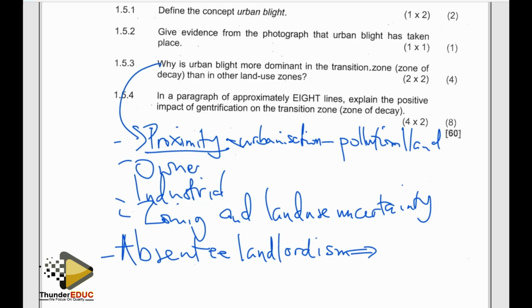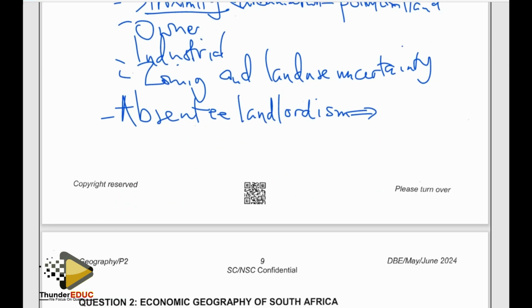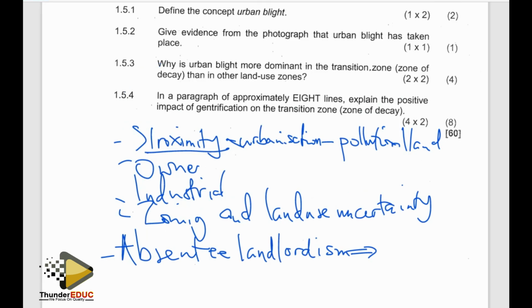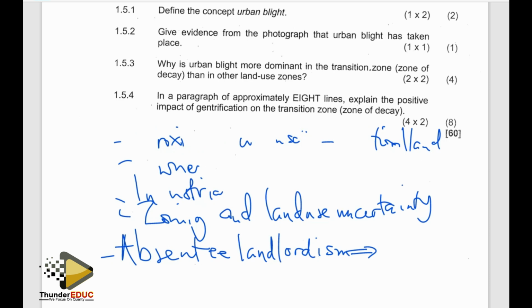Right. We move on to the other question. We are done with our question form. No, not done. We are going to finish number 1.5.4. The last question, the 8-mark question on settlement geography.